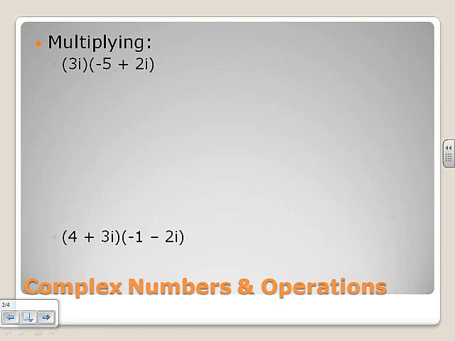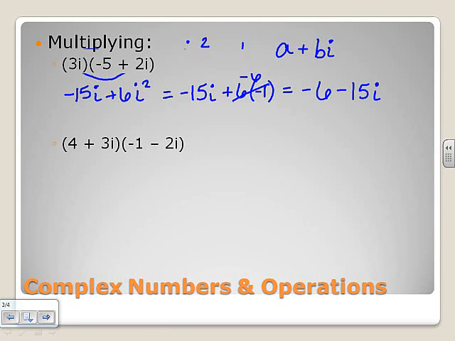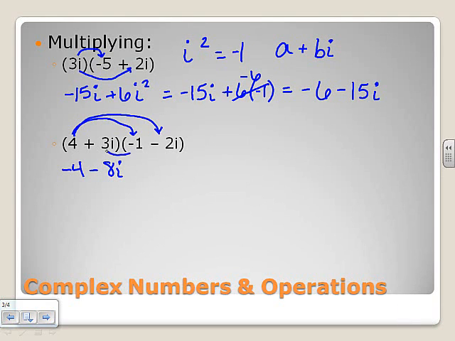Let's look at another multiplication. This time we have two parentheses that we're going to multiply. So we do 4 times negative 1, and we get negative 4. Then we do 4 times negative 2i, and we get negative 8i. So keep distributing. We're going to do 3i times negative 1 and get negative 3i, and then 3i times negative 2i and get negative 6i squared.